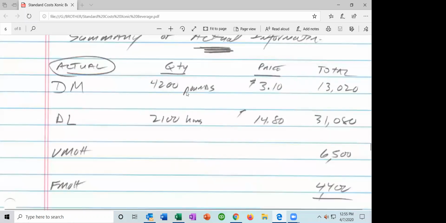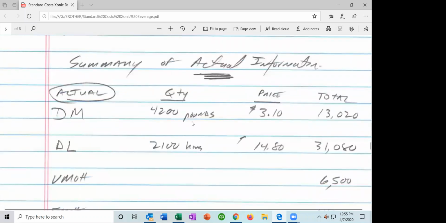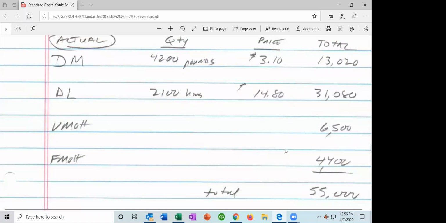This is a calculation on the actual information, which you'll find embedded in the problem. What we're ultimately going to find out is that they actually used 4,200 pounds, and they actually paid $3.10 per pound. When it comes to direct labor, they actually used 2,100 hours, and they actually paid their employees $14.80. And here's some more actual information with regard to overhead.